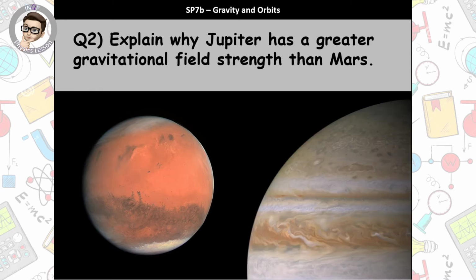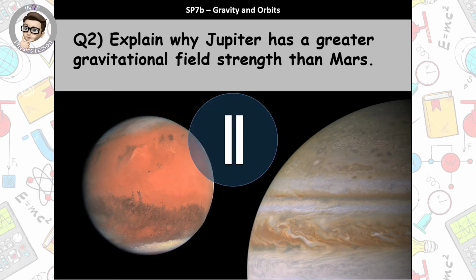So let's have a look at another one. Explain why Jupiter has a greater gravitational field strength than Mars. Okay, so pause the YouTube video here. Following the same process that we've done on the previous one, can you explain, looking at the pictures as well if you don't know, why Jupiter has a greater gravitational field strength?